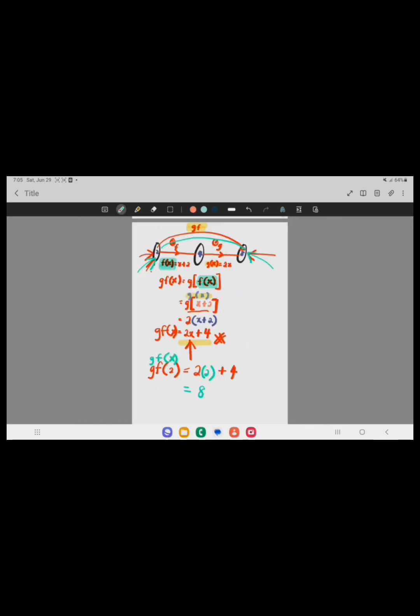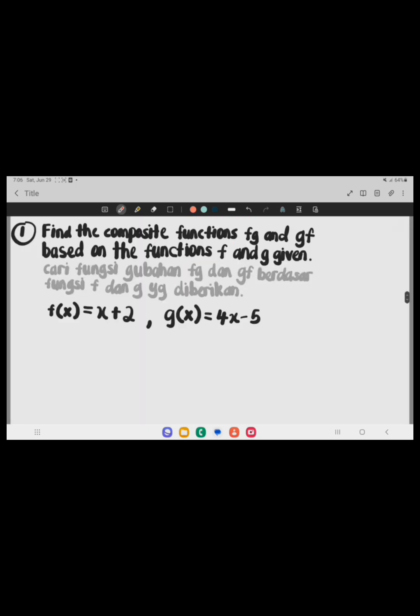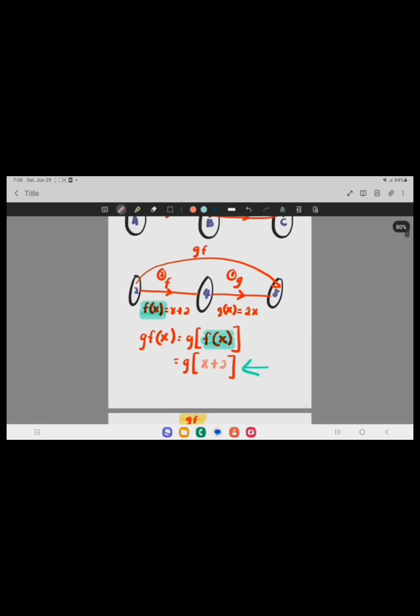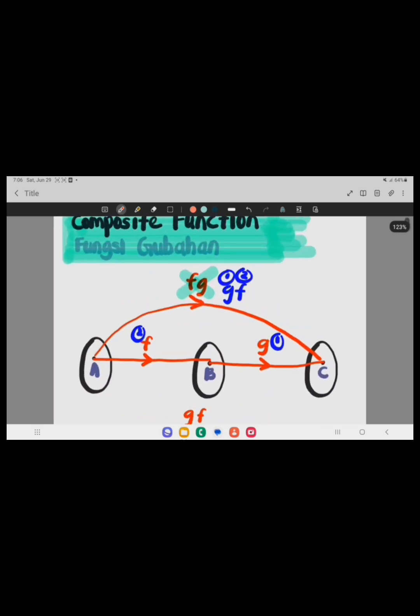So I really hope that you guys understand this very well. If you understand this very well, the rest of this chapter is just very easy. It can be at your fingertips. Alright, so find the composite functions fg and gf based on... okay, I forgot to tell one thing. From here, I taught you from A to C, you will get gf, right?